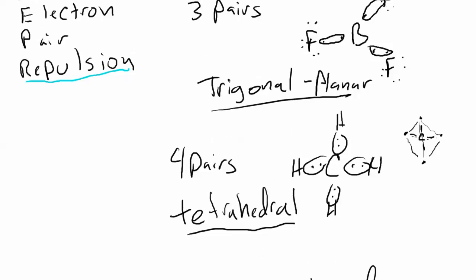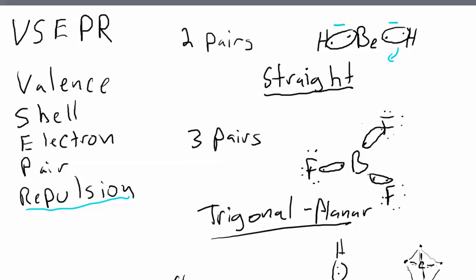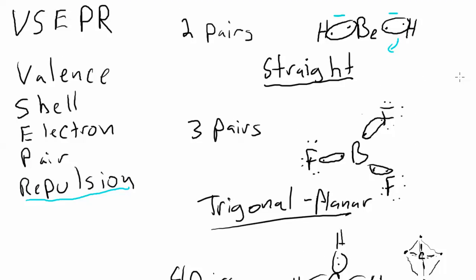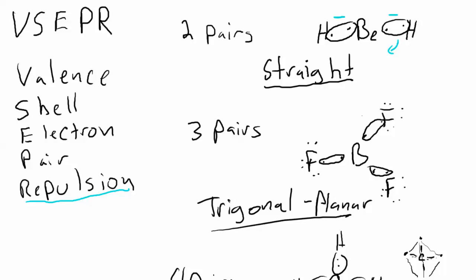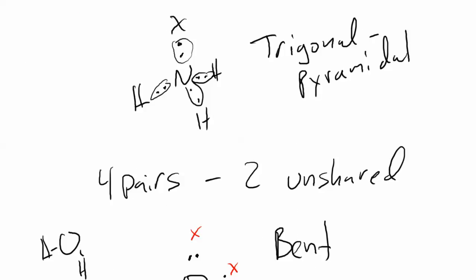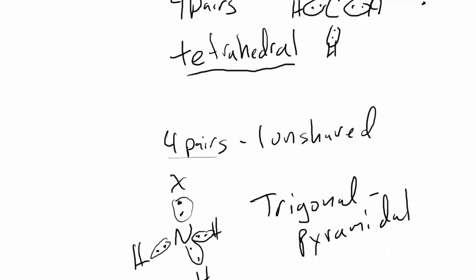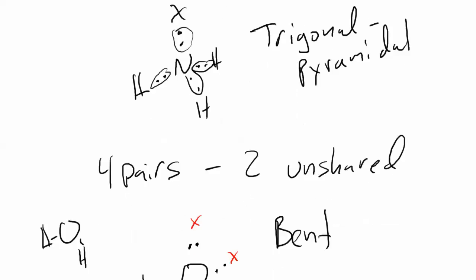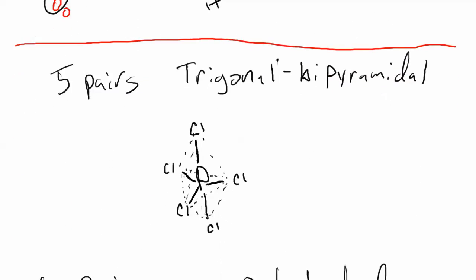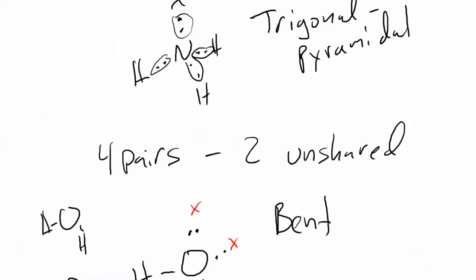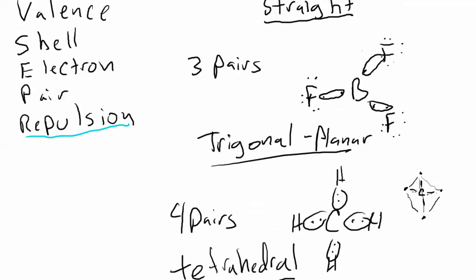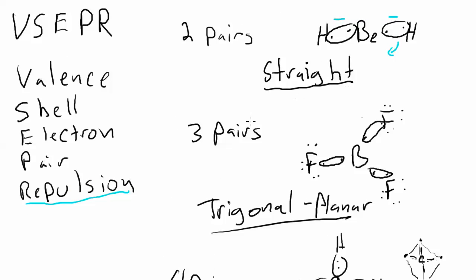But those are the shapes that you're responsible for, and the way that you try to figure out which shape a molecule will have is by looking at the valence shell electron pairs. And if the pairs are shared, or sometimes if they're unshared, you're going to get the shapes that we've just talked about here. So review those shapes, make sure you're familiar with them, and practice a little bit trying to figure out what shape different molecules are going to have.